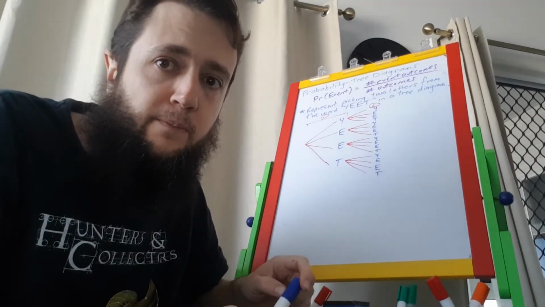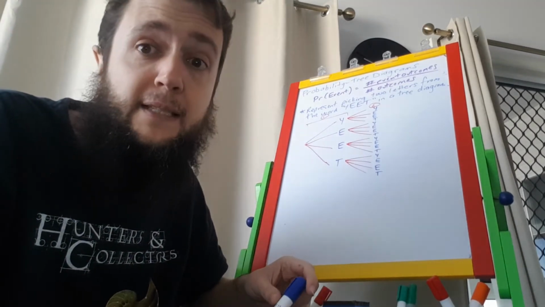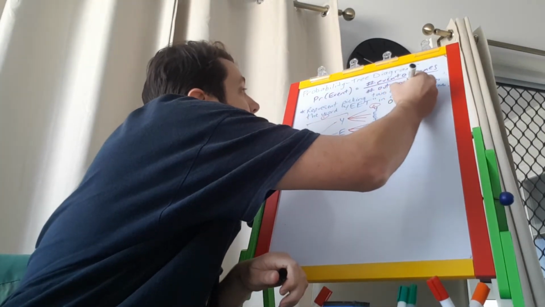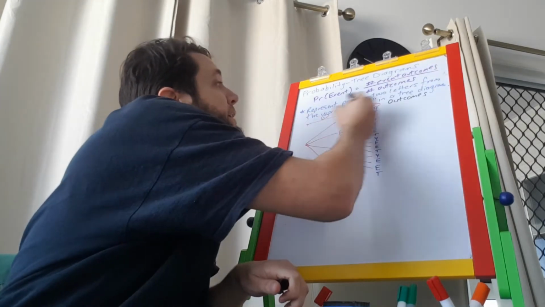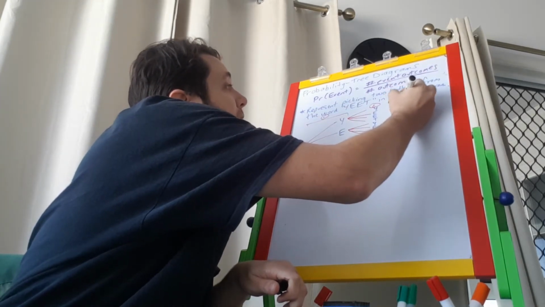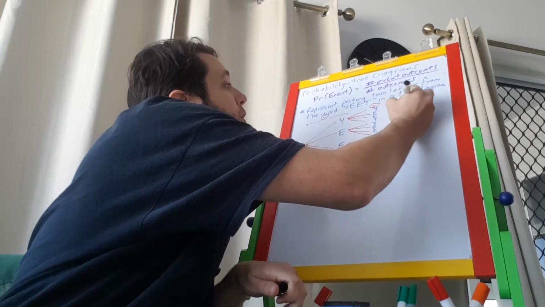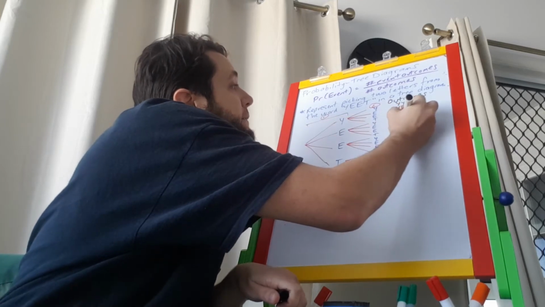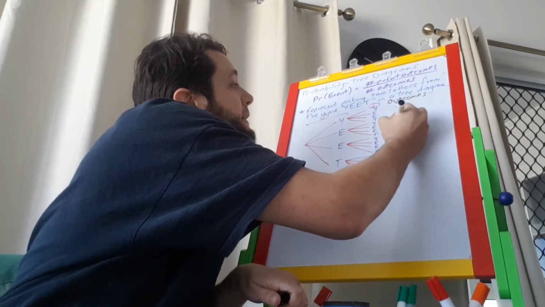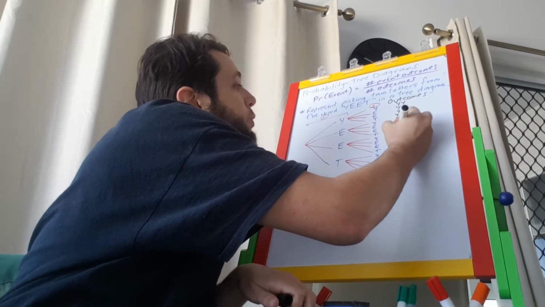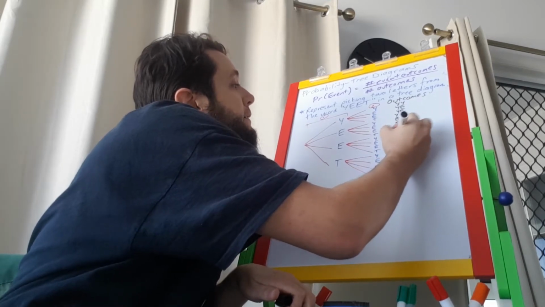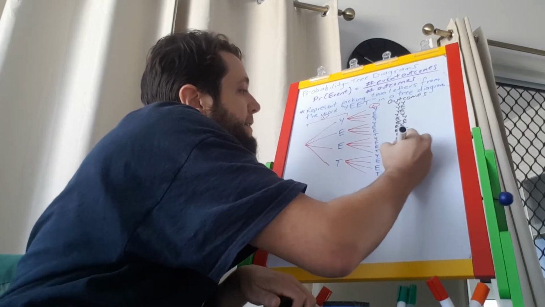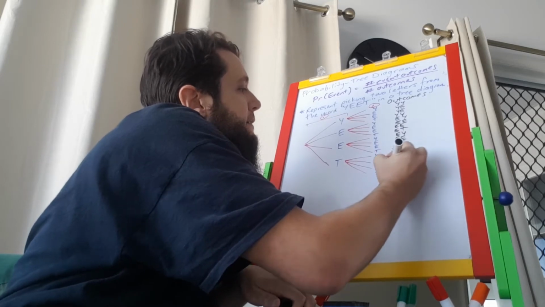So that we know what each line actually means there. We need to write our outcomes. So I'm going to write outcomes over here. The branch each time. Y-Y, Y-E, Y-E, Y-T, then it's E-Y going along here. E-Y, E-E, E-E, E-T, E-Y, E-E, E-E, E-T, T-Y, T-E, T-E, T-T.